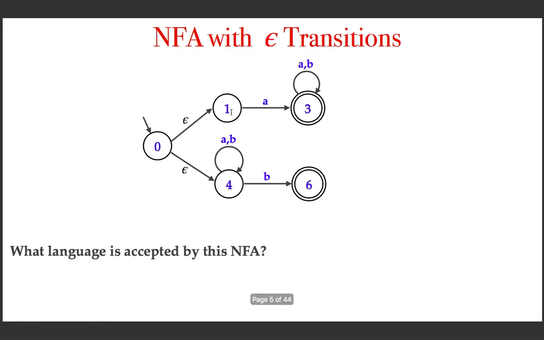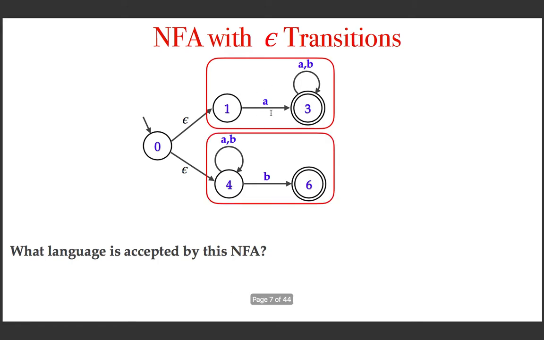Here the question is, what language is accepted by this NFA with these epsilon transitions? There are two possible ways of accepting an input string. One is through this epsilon transition. If the input is accepted through this epsilon transition, then the first input symbol processed is A, because first you have to make this transition and only then can you process the first input symbol. So in this case, the input starts with A.